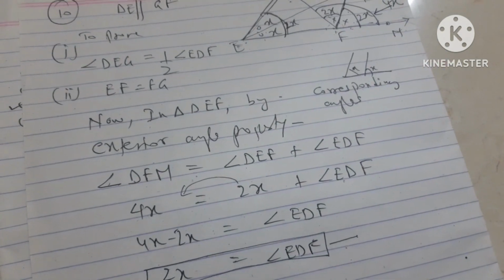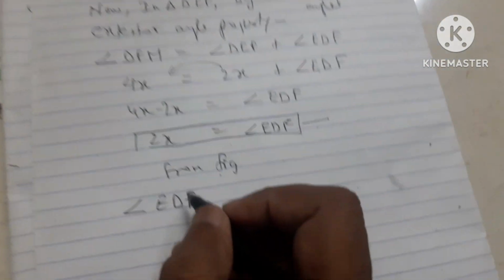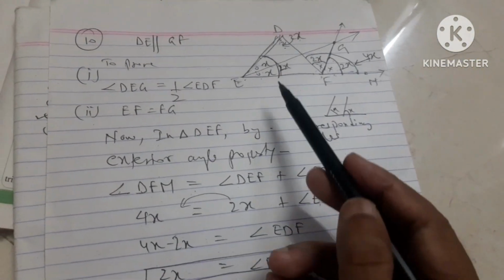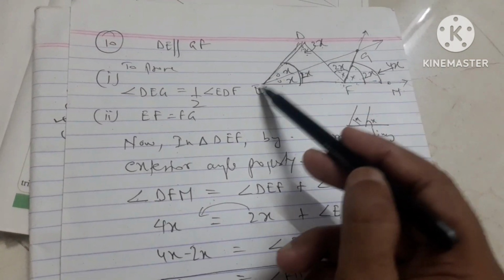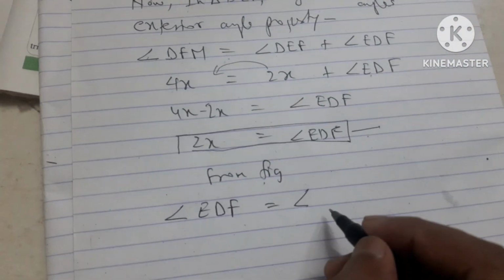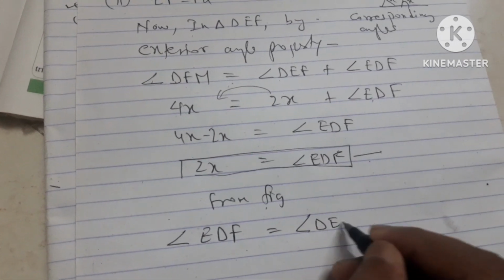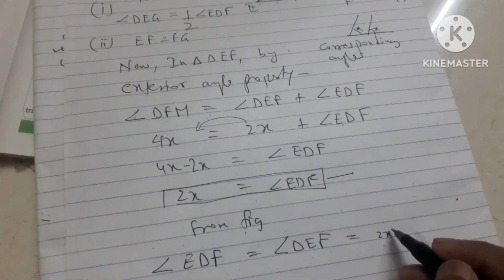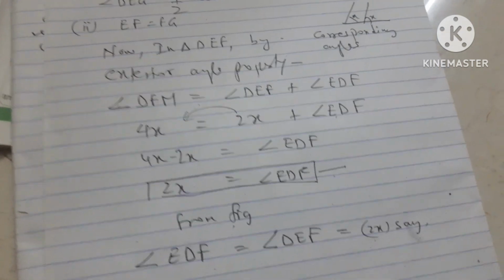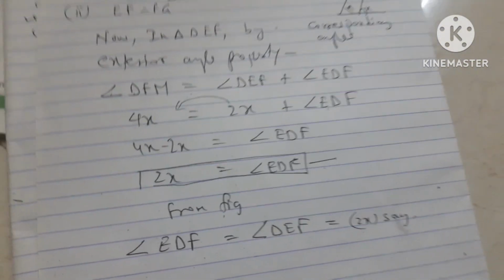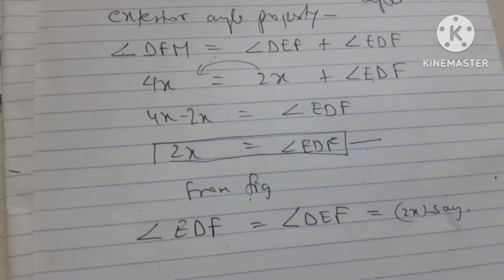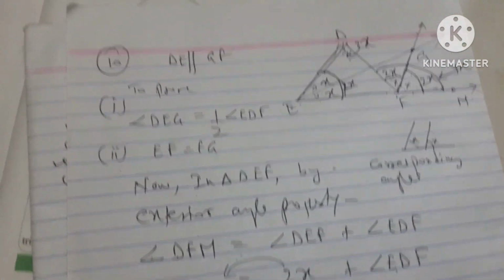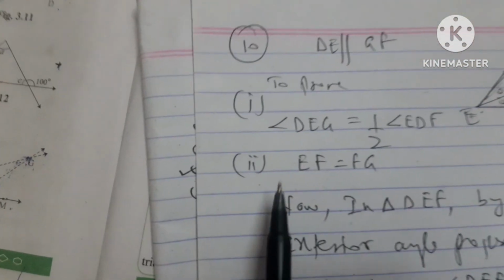We will write down here angle EDF equals DEF, which we have proved by the exterior angle property. These two angles are equal and both have the same value 2x. We say it like that; for our consideration we are taking it for convenience, so the proof becomes easy. So here we have got two angles equal. Now again, keep looking at the figure, because from the figure we will derive all these things.